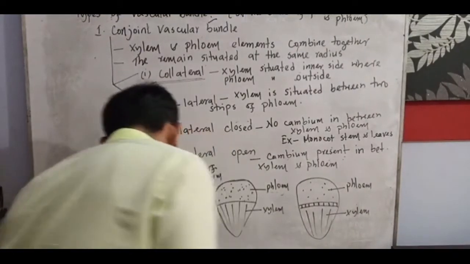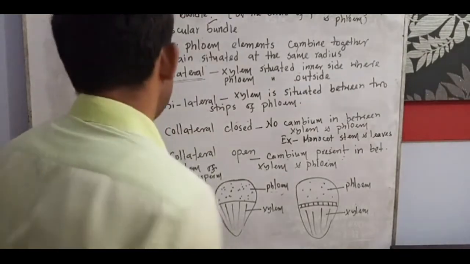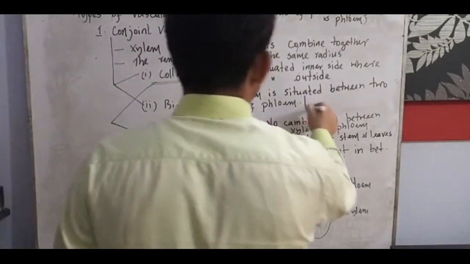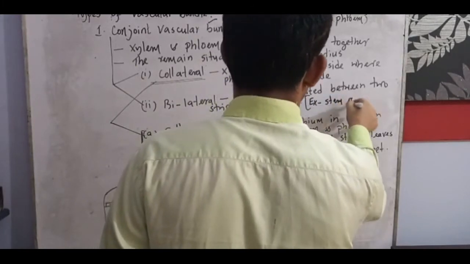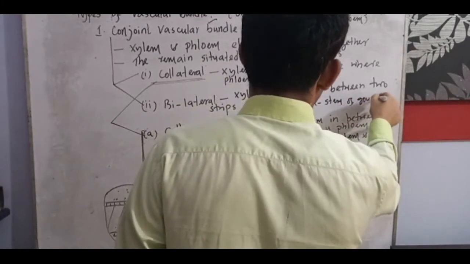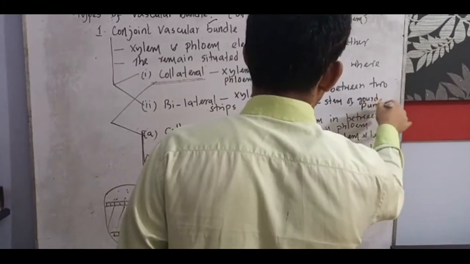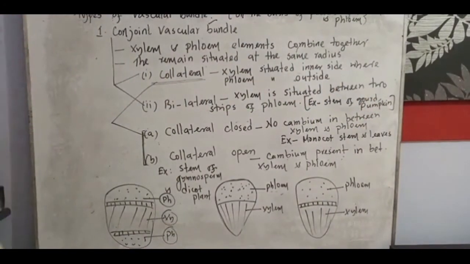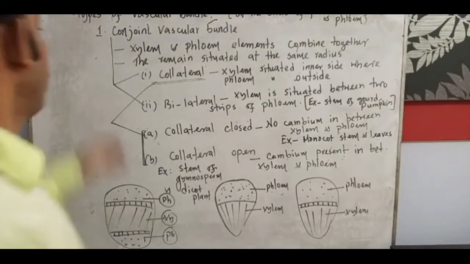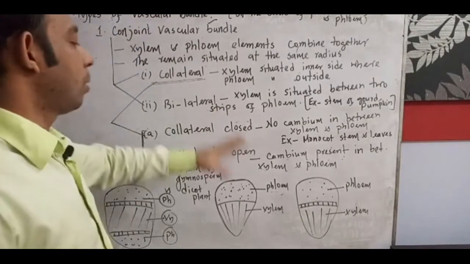Another one, bilateral. Okay, the stem of gourd and pumpkin. The example is this one: the stem of gourd, pumpkin. These are the examples of bilateral vascular bundle. So number one, conjoined vascular bundle, a detailed study.